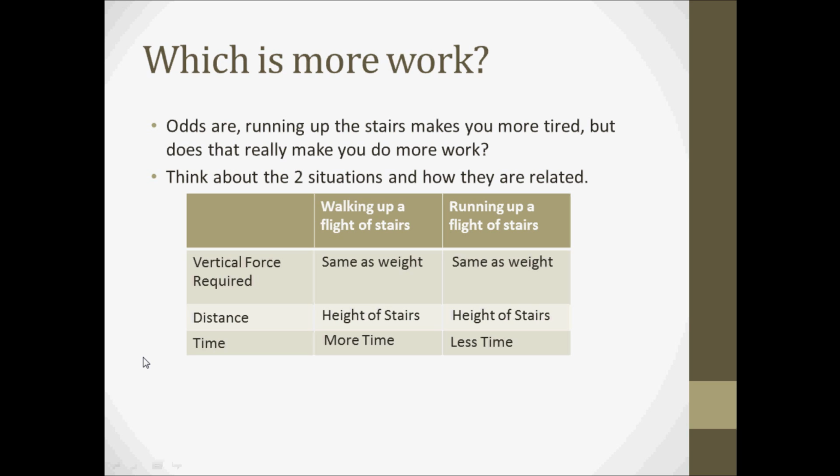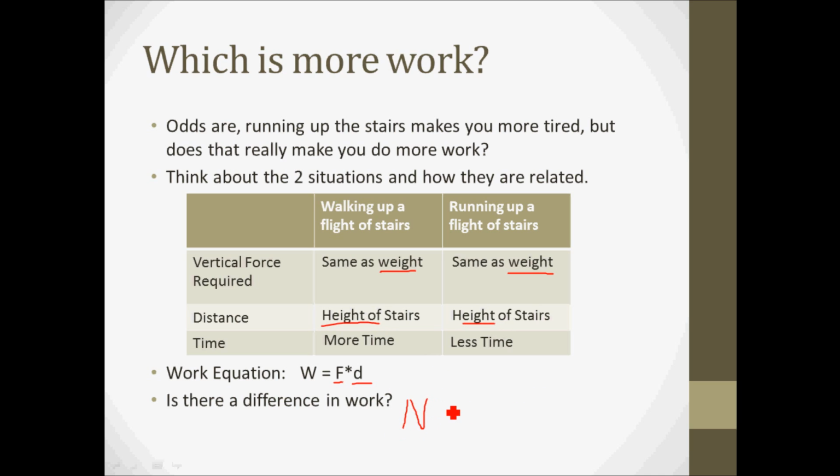Okay, so now that we've thought about this, if we look at your work equation, work equals force times distance, does that data table tell you that you're going to have different amounts of work? If you have the same weight for both, that's the same F. If you have the same height for both, that's the same D. So you should be saying no. Same amount of work whether you're walking upstairs or running upstairs.